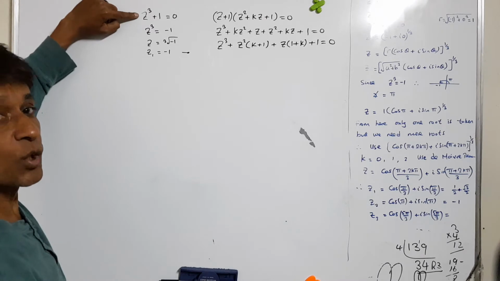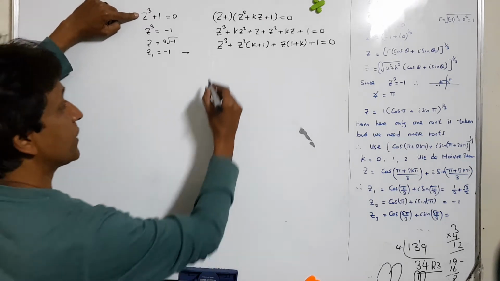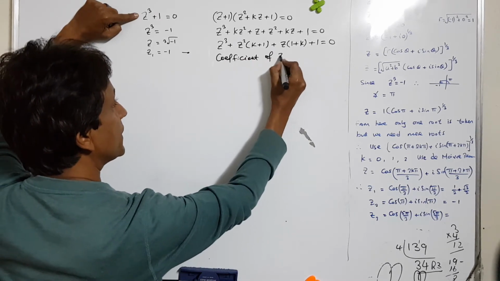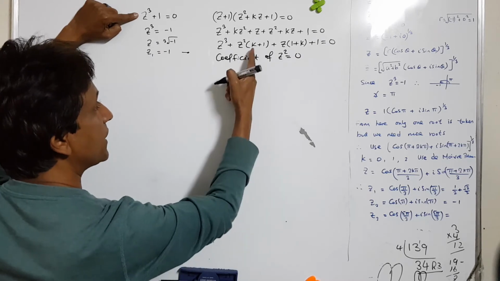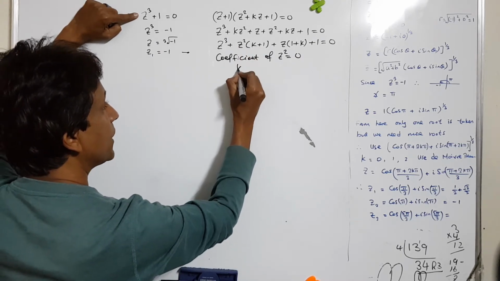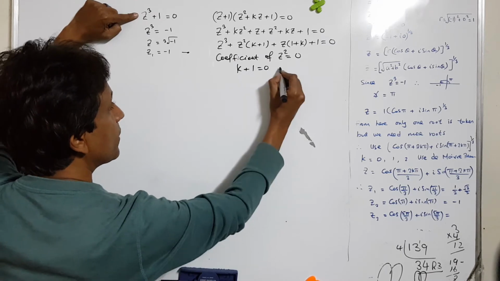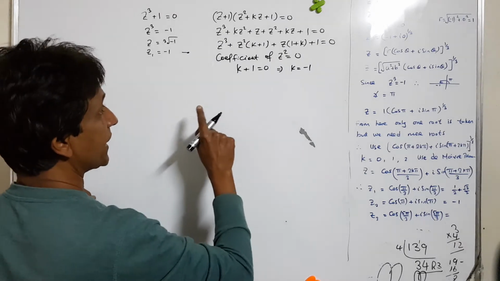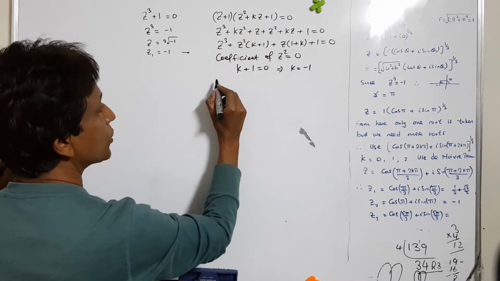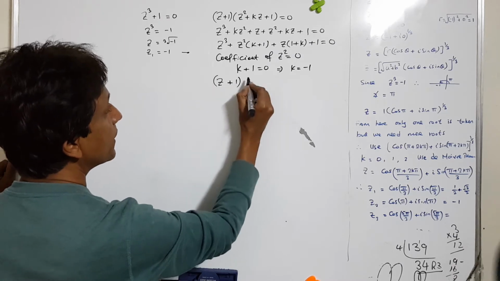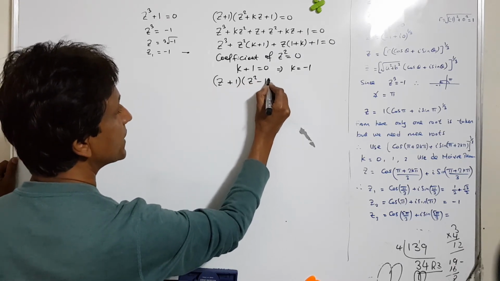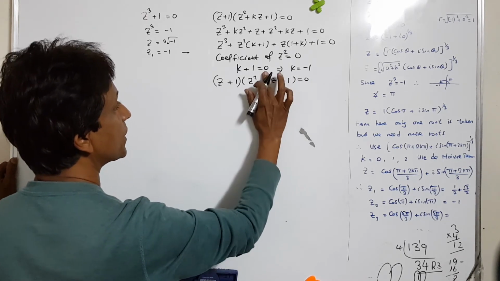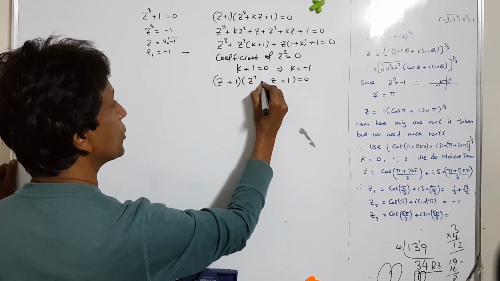From this root, the coefficient of z squared is equal to 0. That means k plus 1 is the coefficient of z squared here. So k plus 1 is equal to 0, meaning that k is going to be equal to negative 1. So now that we've got k equal to negative 1, I can put k over here. So I've got z plus 1 into z squared minus kz plus 1 equals 0. It's not plus z, because k is minus 1, so minus z.